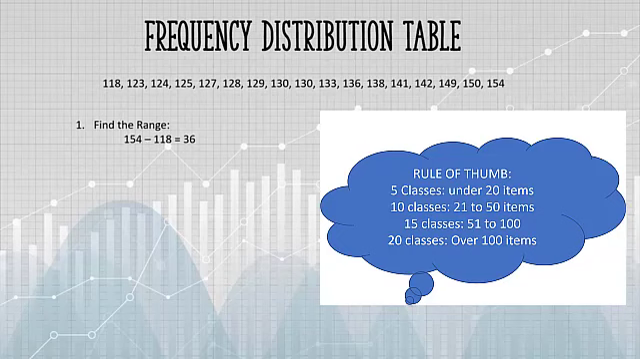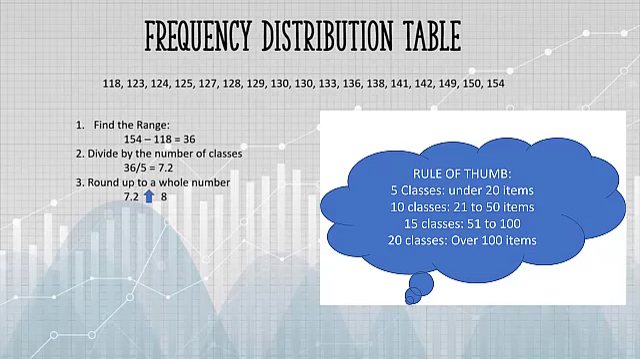We have under 20 numbers, so I'm going to choose 5 classes. Step 2 is we want to divide the range by the number of classes. Our range is 36. When we divide by 5, we get 7.2. If you end up with a fraction, like I did, round up to the nearest whole number. When I round 7.2 up, I get 8.